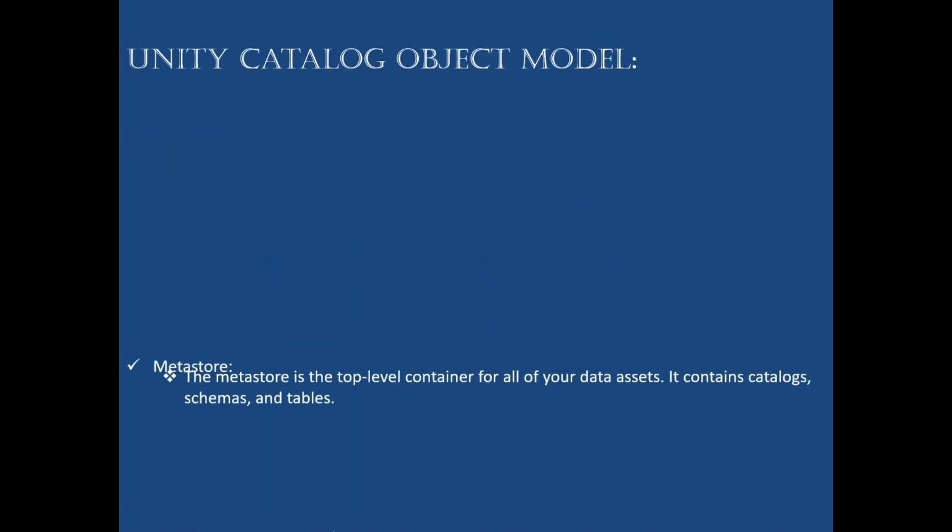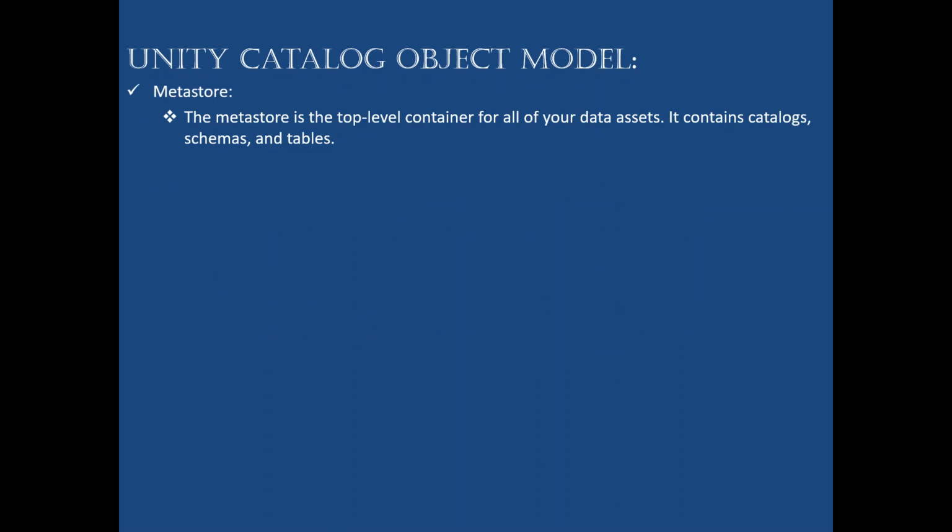So in the Unity Catalog object model, the first thing, once we have enabled Unity Catalog in our Databricks workspace, is that we will create a metastore. This metastore is the top-level container for all of your data assets. It contains catalogs, schemas, and tables. So catalog, schema, and tables are under the metastore. Container means you can just think of a storage. Generally, a metastore will be one storage account we attach to Unity Catalog.